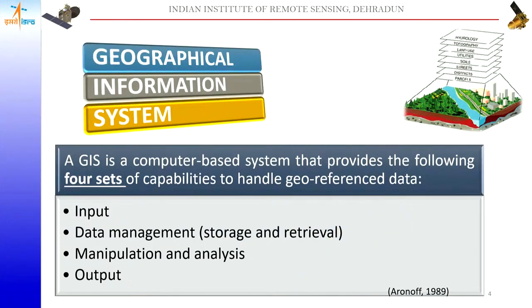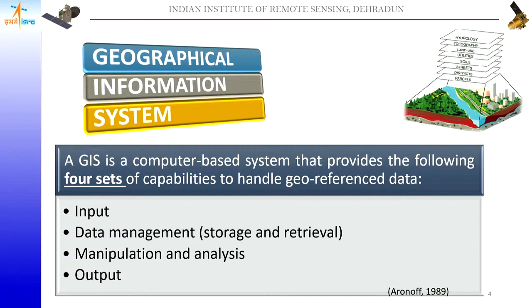Now we know that Geographic Information System, or GIS as it's called in short, is a computer-based system that primarily deals with georeferenced data and provides the following four sets of capabilities. It allows capturing or input of data, and it also allows us to store and retrieve those georeferenced data. Further, it allows us to manipulate and analyze, and finally visualize, the georeferenced data.